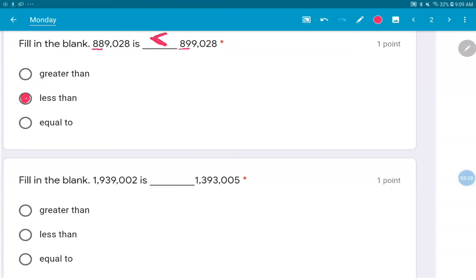1,939,002 is greater than, less than, or equal to 1,393,005, Olivia? Greater than. Why do you think it's greater than? Because in the 100,000s, there's 939,000. On the other one, it's 393,000. Yeah. And that's bigger. Very good. 939,000 is more than 393,000. Good job.